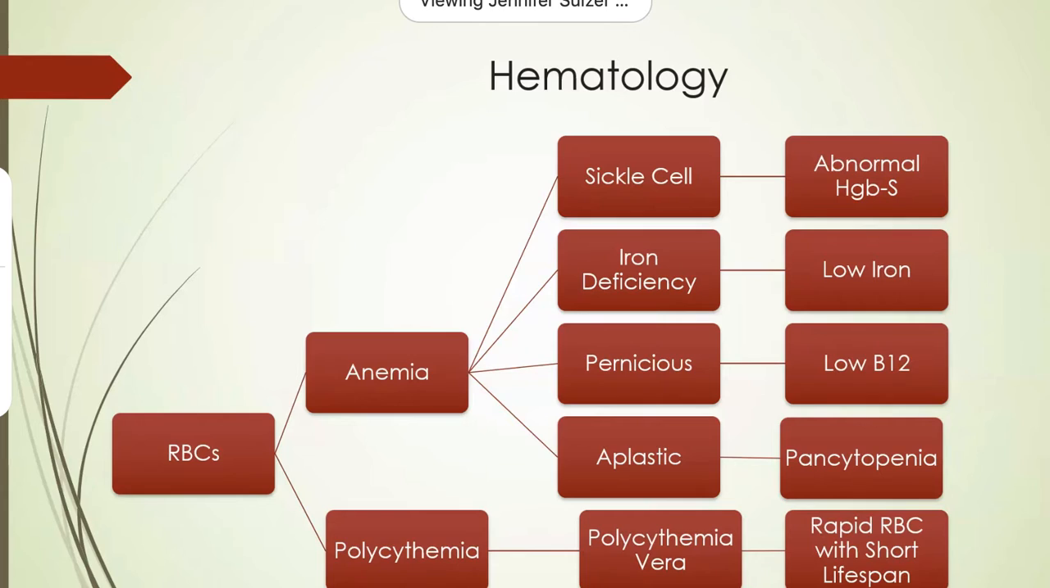So how could we treat this if we have too many cells? We wouldn't want to replenish it like we do with the anemias, because that would make the situation worse. So we want to take out some of the excess cells. So someone with polycythemia could get blood work done often to have some of the excess cells drawn off.